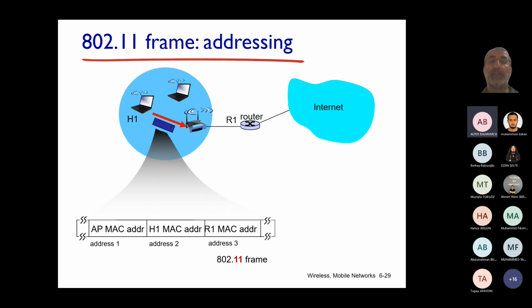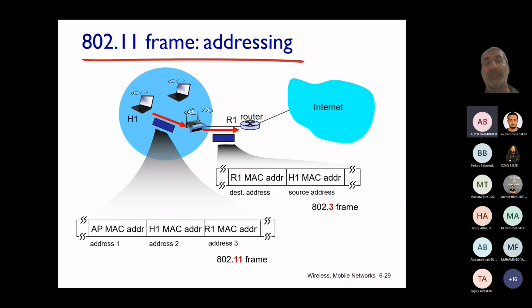So let's give a specific example of how this addressing works. In the address 1 field, we have the access point MAC address, the access point that is going to receive this packet, and we have the MAC address of the transmitter, which in this case is host 1, and then we have the MAC address of router 1, to which the access point is attached.